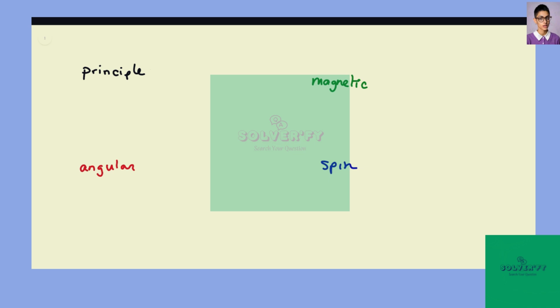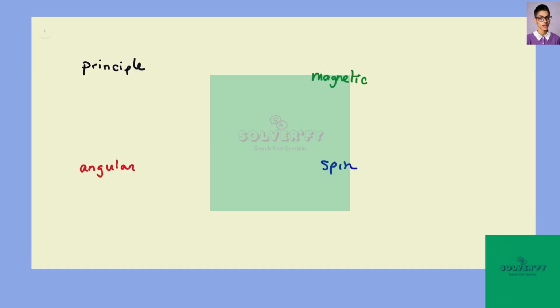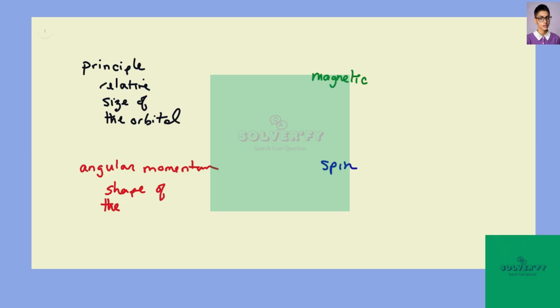So if we really quickly recap, we're not going to talk about any of the actual integers themselves. We're just going to talk about what they're describing. The principal quantum number describes the relative size of the orbital. The angular momentum quantum number is talking about the shape of the orbital.